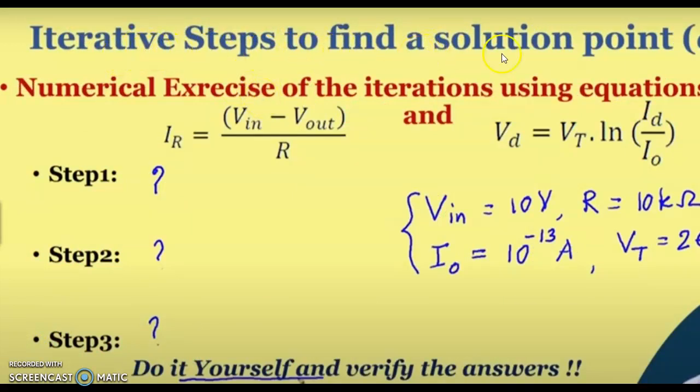In the same iterative steps to find the solution point, a numerical exercise of the iteration using the equations IR equals Vin minus V out divided by R and Vd equals Vt ln of Id divided by I naught. Step 1, step 2, step 3. Do it yourself and verify the answer. V in is 10 volts, R is 10 kilo ohms, I naught is 10 power minus 13 amps, Vt equals 26 millivolts.